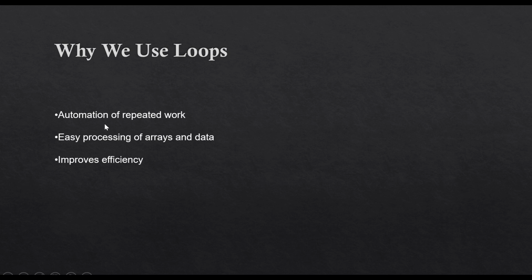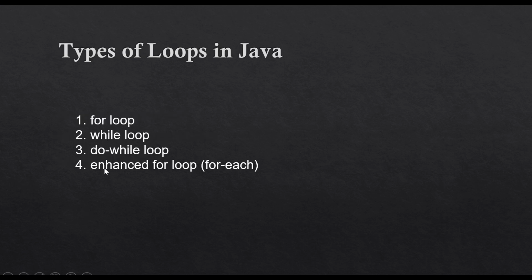So why do we use loops? Loops are for automation. Suppose you want to perform an automation task, for example in Python, you can take the help of a loop. They also make processing arrays and data structures easy, and improve the efficiency of your code. This is very simple.